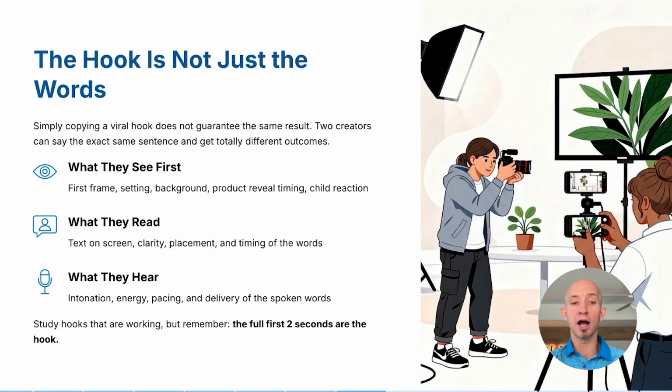So simply copying a viral hook does not guarantee that you'll have the same result, because 2 creators can say the exact same thing in the exact same sentence and get totally different outcomes. Because, what did they see first? Was there something in the background of the video that went viral? What was the first frame? What was the setting? What was in the background?